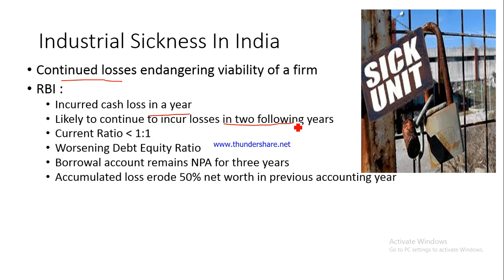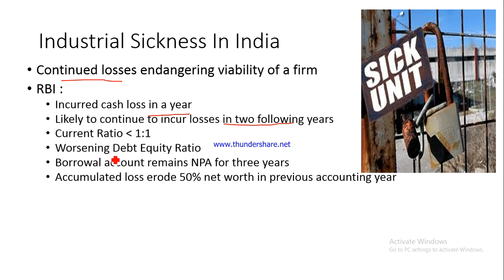If the current ratio falls below 1:1, I hope you remember current ratio is current assets divided by current liabilities. Now, if this ratio falls below 1:1, what do we mean by this? This basically means that the current assets would be less than the liabilities, and then again the industry can be said to be a sick one.